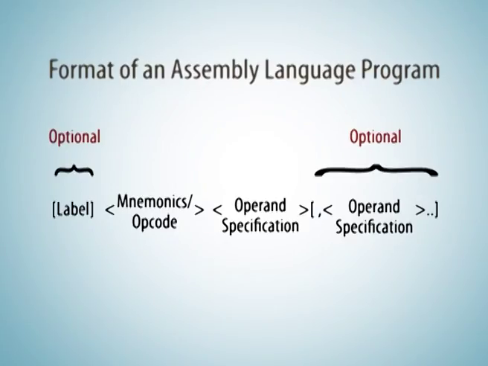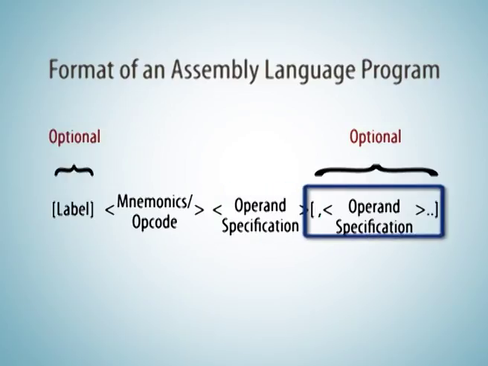In order to better understand an assembler, consider the format of an assembly language program. The typical format of an assembly statement is: first you write a label. Since the label is given in square brackets, it is optional. Next is the mnemonic operation code, and the mnemonic is followed by the operand specification. Again, after one operand specification you have another operand specification in square brackets, which indicates that it is optional.